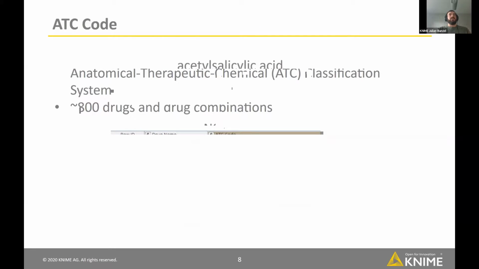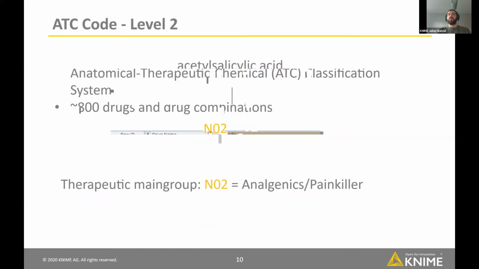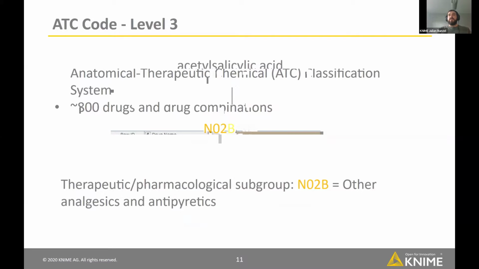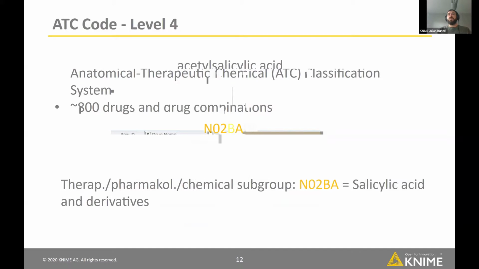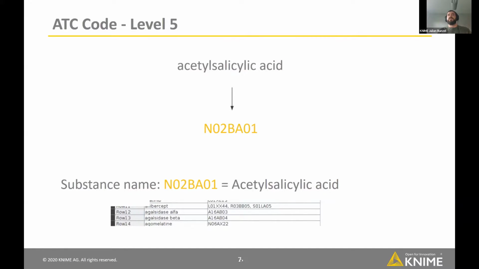In the next step, I will show you a small example. So we have acetyl salicylic acid with the ATC code N02BA01, where N stands for the drug for nervous system, N02 stands for analgesics and painkillers, N02B stands for other analgesics and antipyretics, N02BA stands for salicylic acid and derivatives, and N02BA01 defines the actual substance name.